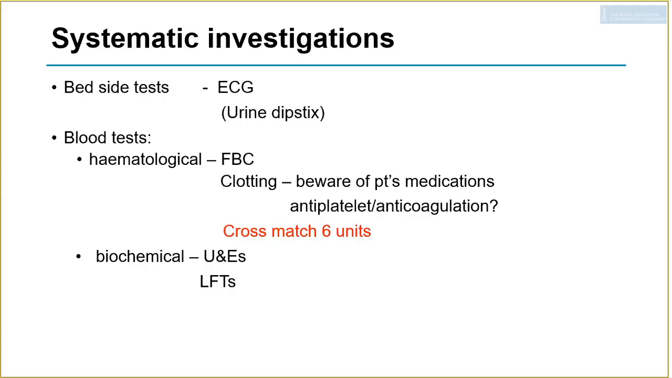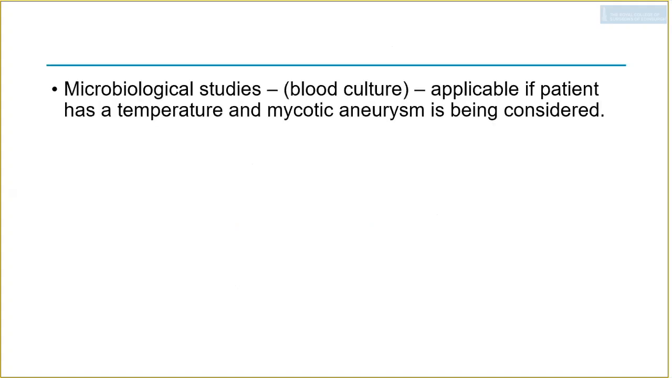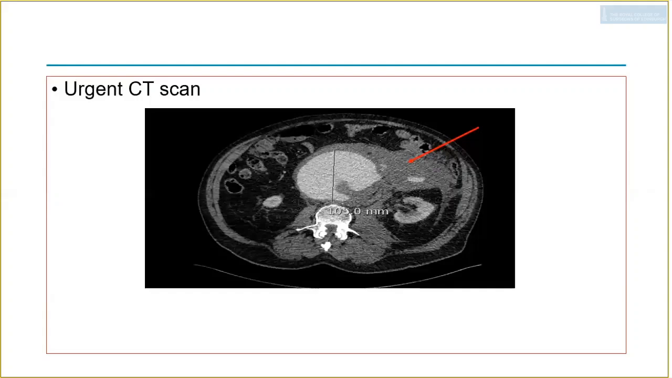So then we can move on to biochemical tests such as U&Es. You want to look at the renal function, the liver function before you take this patient to theatre. If you've done venous blood gases, you want to do arterial blood gases. You want to look at the metabolic changes. If the patient is pyrexial and a mycotic aneurysm is suspected, then we can consider doing blood cultures. Okay, and the most important thing you need to consider doing is a CT scan.